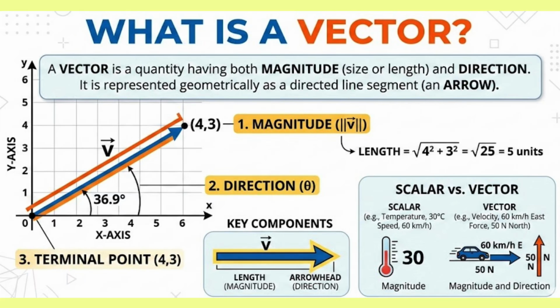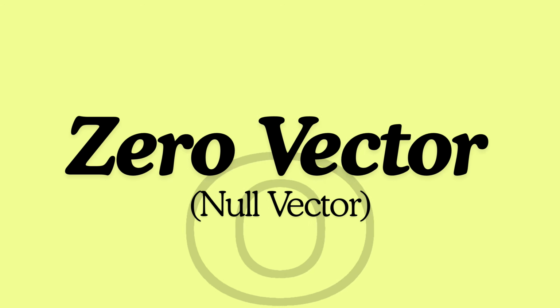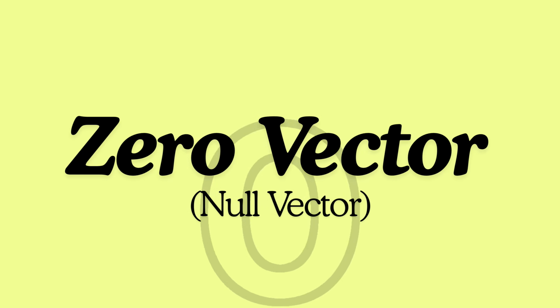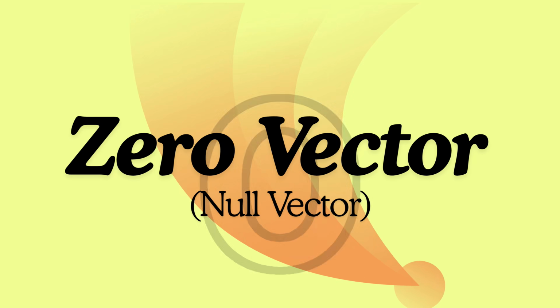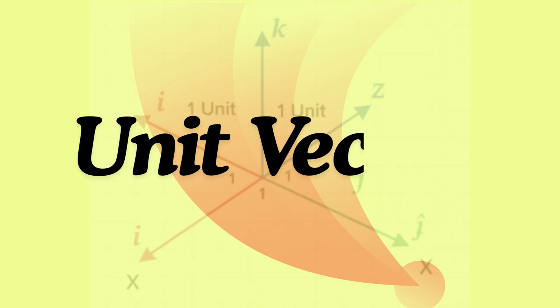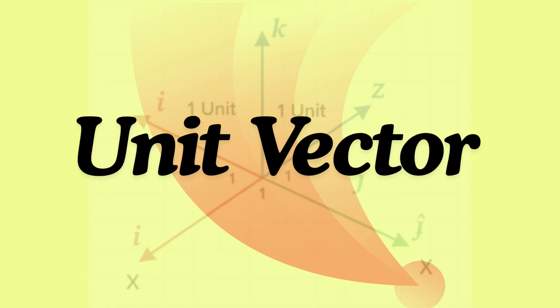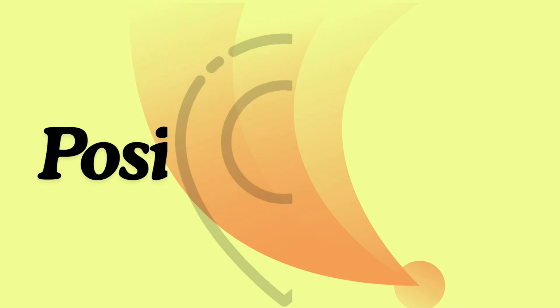So first we have the zero vector. This is a vector with a magnitude of 0. It has no specific direction and is denoted by 0. Then we have the unit vector, a vector with a magnitude of exactly 1. Unit vectors are used to specify a direction without a magnitude. The most common unit vectors are i, j, and k for the x, y, and z axes in a Cartesian coordinate system.